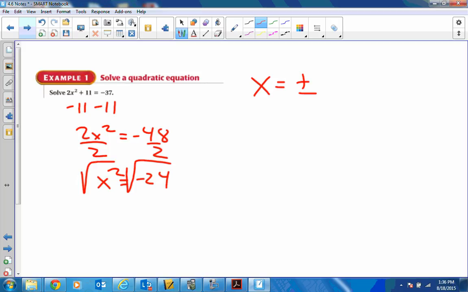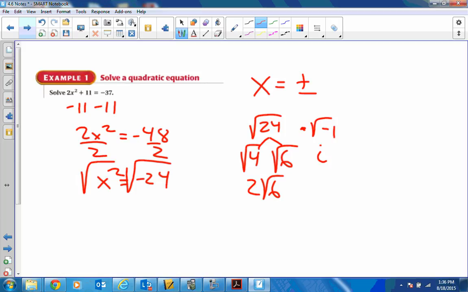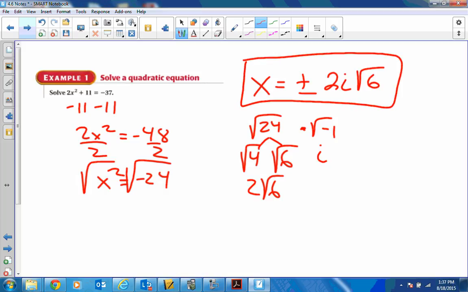Now, let's look at 24 first. 24 has a perfect square factor of 4. So we can break that down into 4 and 6, and the square root of 4 is 2, so it'll be 2 square root of 6. But when we have that negative right there, remember the square root of -1 is i. The square root of 24 times the square root of -1 is the square root of -24. So where you want to put that i is you want to write this as 2 times i times the square root of 6. And that would be your answer.